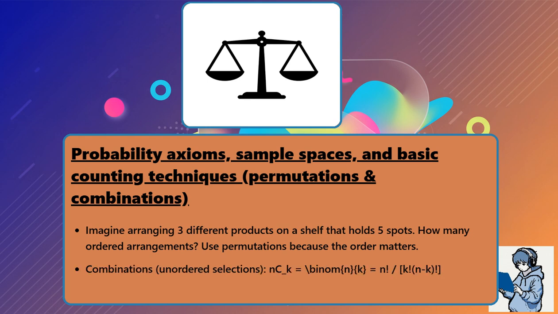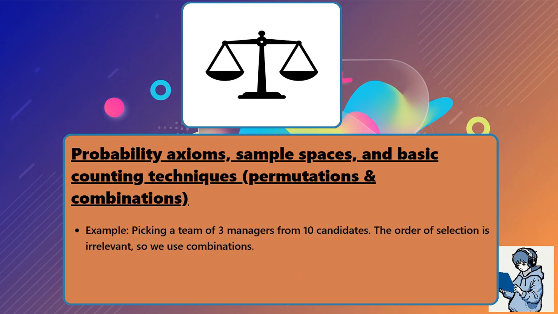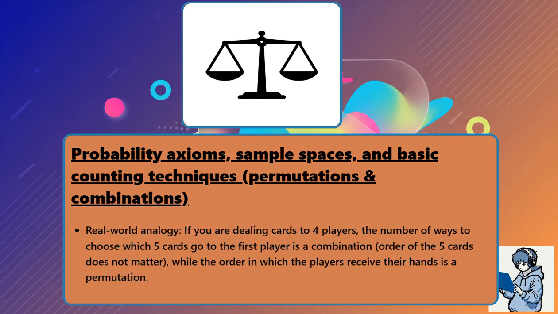Combinations, unordered selections: nCk = n choose k = n! / (k!(n − k)!). Example, picking a team of 3 managers from 10 candidates. The order of selection is irrelevant, so we use combinations. Real-world analogy: if you are dealing cards to 4 players, the number of ways to choose which 5 cards go to the first player is a combination, because the order of the 5 cards does not matter, while the order in which the players receive their hands is a permutation.